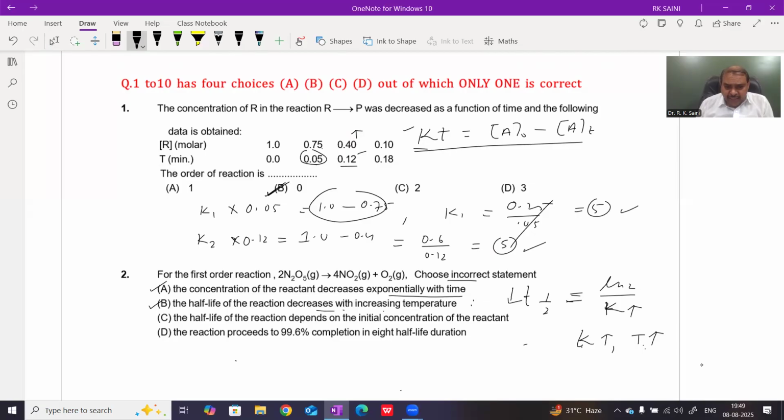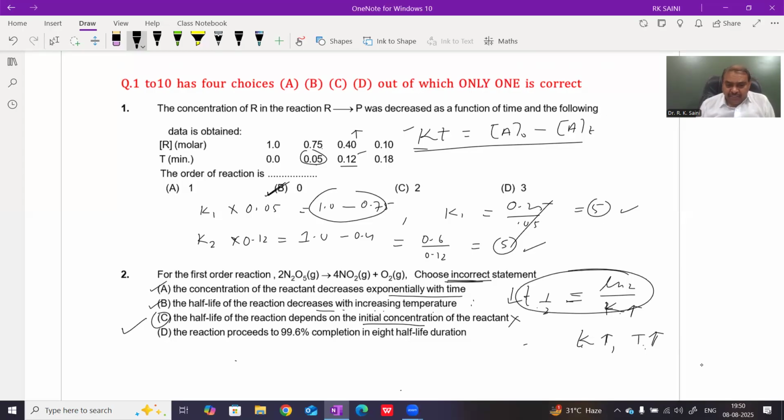Half-life of the reaction decreases with increasing temperature is a correct option, because when we raise the temperature the rate constant increases, and when the rate constant increases the half-life decreases, because rate constant and half-life are inversely proportional to each other. Third option: half-life of the reaction depends upon initial concentration. Is it an incorrect statement? I asked for the incorrect one. Therefore, your option is C, because half-life does not depend upon the concentration of reactant in the case of first order.